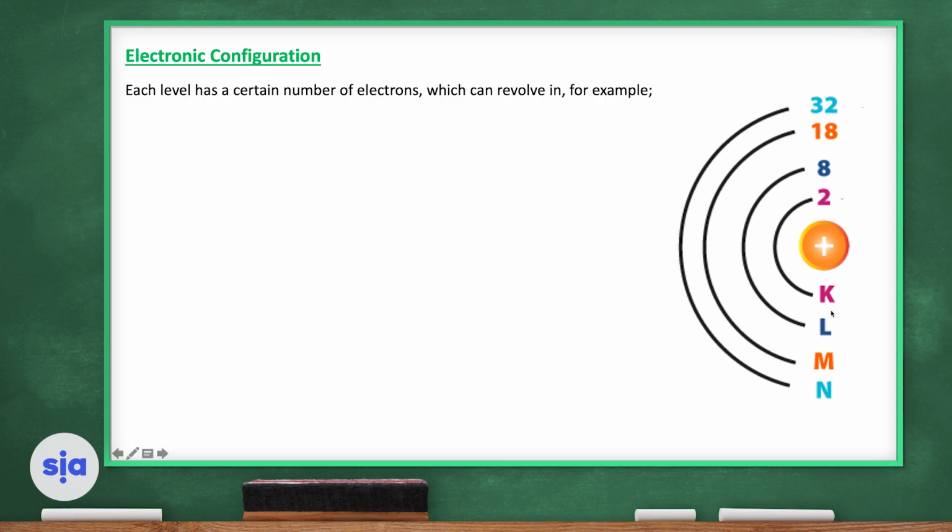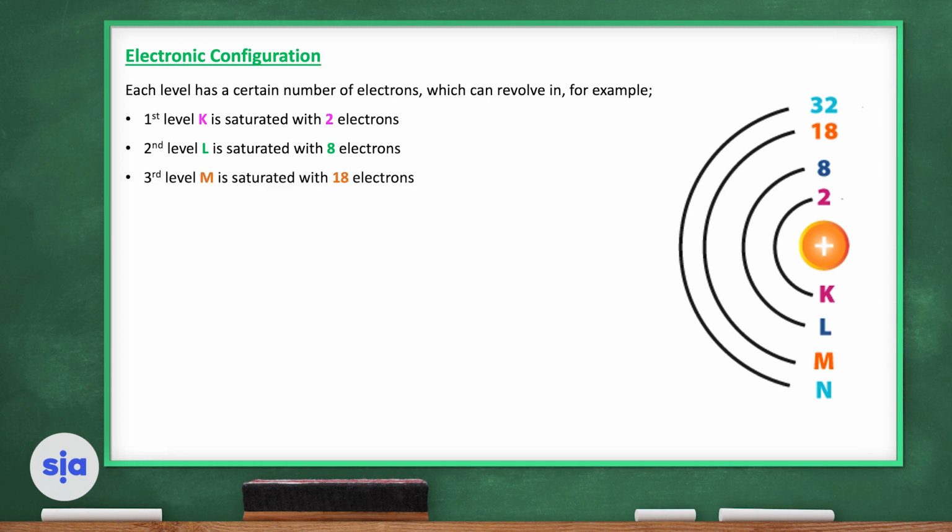Each level from K to Q has a number of electrons which can revolve in it. So for example, the first level, which is called K, is saturated with 2 electrons. This means it cannot hold more than 2 electrons. 2 electrons are the maximum number of electrons in the K level. The second level, which is L, is saturated with 8 electrons. So 8 is the maximum number of electrons the L level can hold.